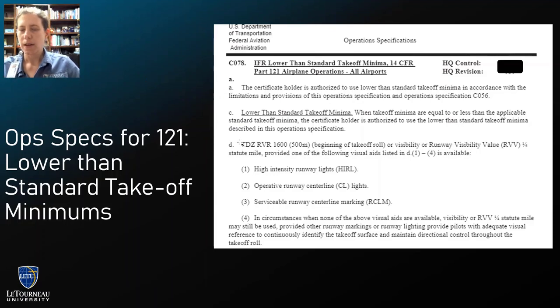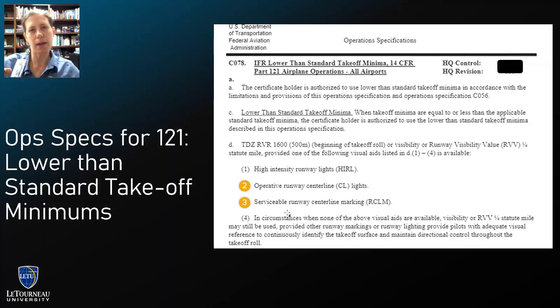Okay, so then, I've cut out B because I didn't want to talk about that part of it, but let's go into C. It says when our takeoff minimums are equal to or less than the applicable takeoff minimum, we can use lower than standard takeoff minimum, provided we have certain things. Looking at section D here, we can use touchdown zone RVR of 1,600 feet at the beginning of the takeoff roll, or a visibility value of a quarter statute mile, provided at least one of these visual aids is available: high intensity runway lights, or HIRL, a centerline light system on the runway, and runway centerline markings.